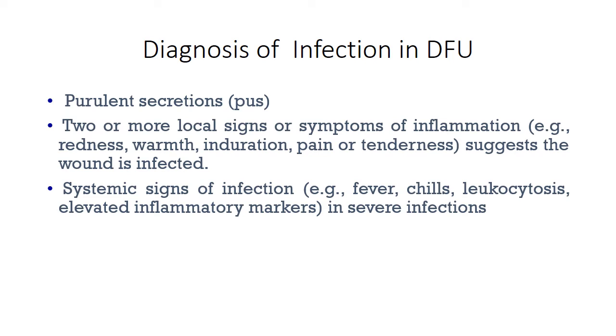Systemic signs of infection like fever, chills, leukocytosis mean a severe infection. Here is just one hint we should know. Please, if you see a patient with diabetic foot ulcer and you suspect that it is a severe kind of infection with systemic manifestations, please inform the patient to go to hospital. This patient needs hospitalization and intravenous antibiotic injection, so he needs more care, not an outpatient case.